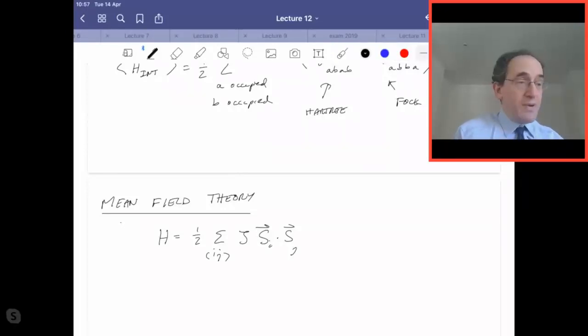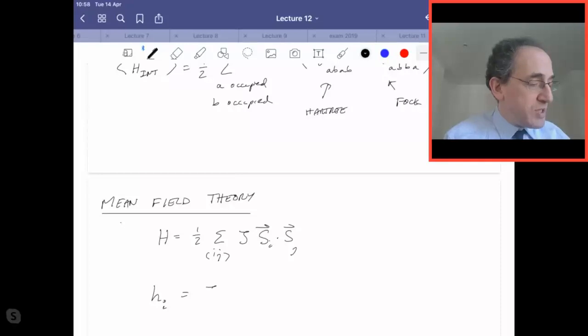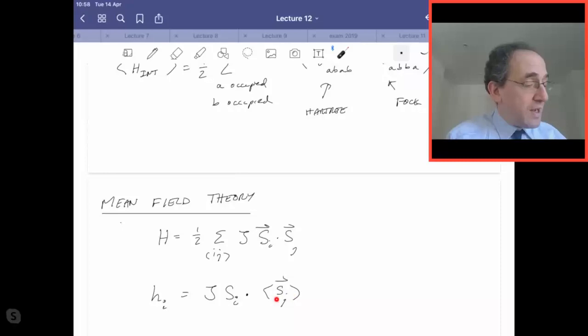So the way you handle it is by taking one of these spins and averaging it, taking the mean value of one of these spins and leaving the other one unaveraged. So you'll take the Hamiltonian on site i to be just J S_i dotted with the average of all sites j, averaged over all space. So this is very simple. S average here is a scalar, as is J here.